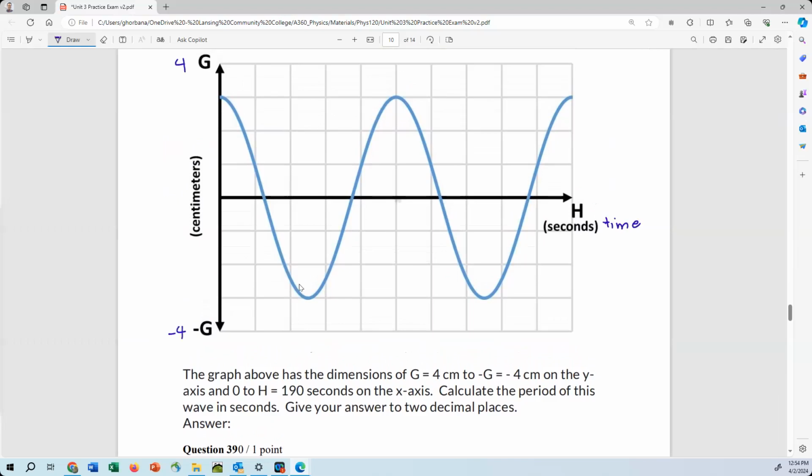Good. So how many units do we have? This is 1 unit. 2, 3, 4. Good. So from here to here is 4. It means that each of these units is 1 centimeter. Okay. So what is the h? H here is 190 seconds. So again, we just count these units. How many units? 1, 2, 3, 4, 5, 6, 7, 8, 9, 10. So 190 divided by 10 is 19.